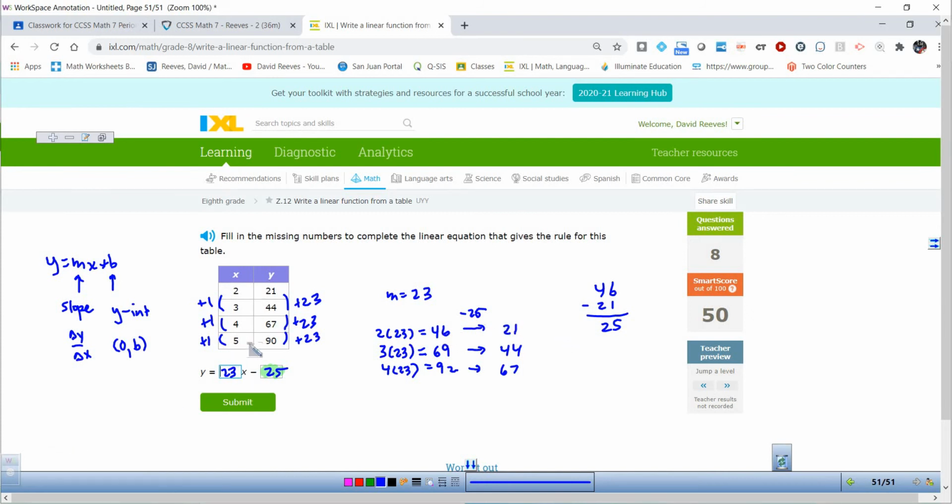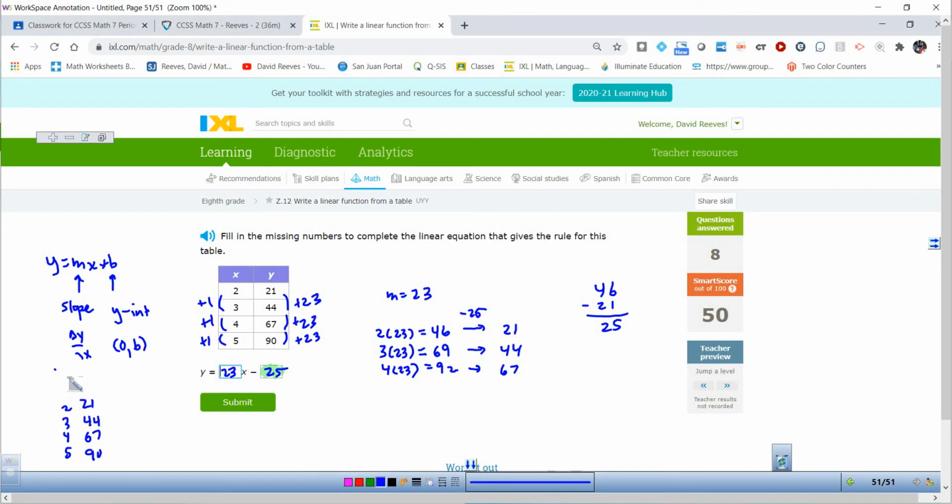All right, another way to do it, let's take this table and let's continue it. 5, 4, 3, 2, 1. We need it to go to 0, right? And we need that same constant change in y over change in x. So 5 was 90, 4 was 67, 3 was 44, 2 was 21, but what's the difference here? It's 23. So if I'm going down, I add 23. So if I'm going backwards, I'm going to subtract 23.